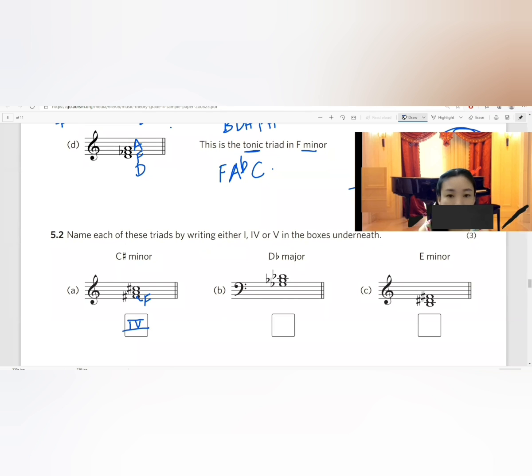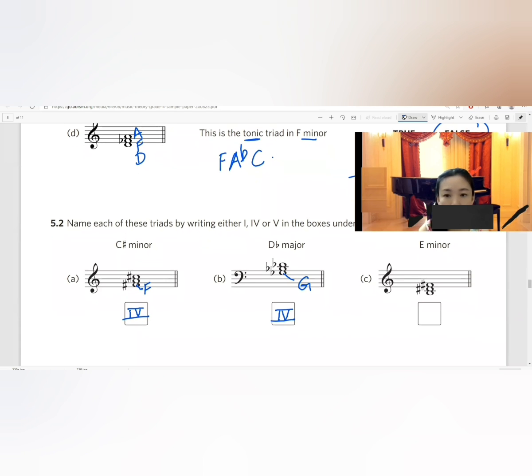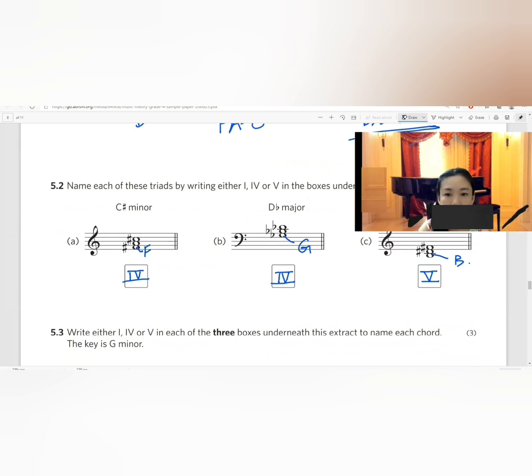Next one, in D flat major, by looking at the lowest note, you can see the answer. The lowest note is G. So from D flat to G, D, E, F, G. This is the 4th note. So write down chord 4. Next one is E minor, and the lowest note here is a B. So from E to B, E, F sharp, G, A, B. This is the 5th note. So you write down chord 5. Okay, next one.